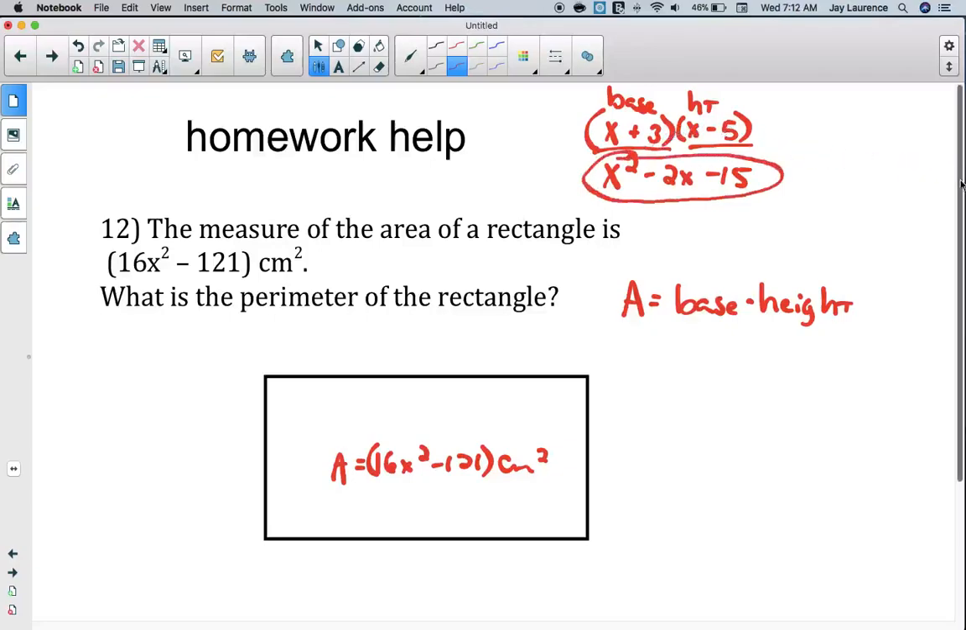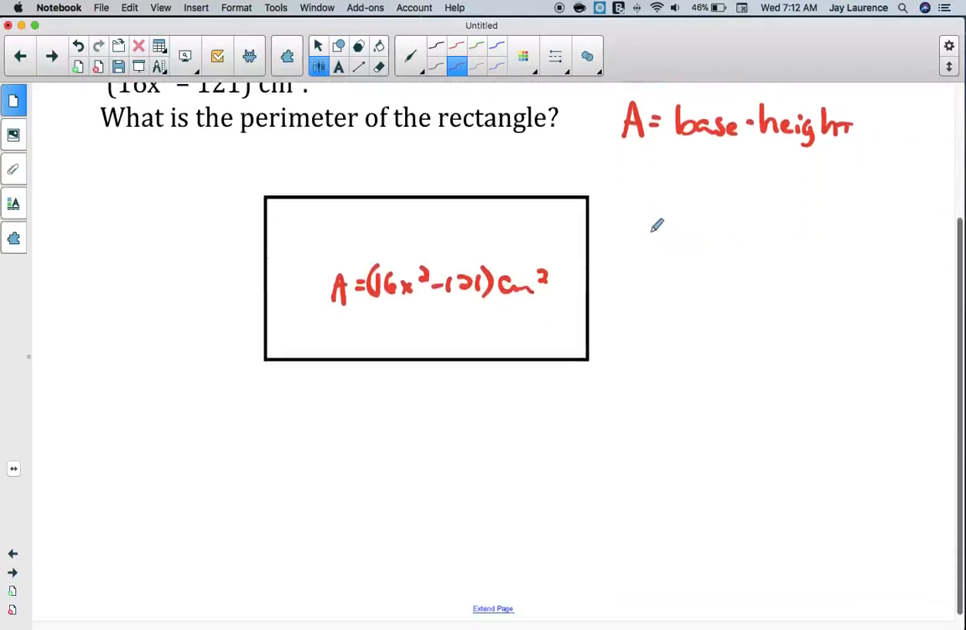Well, in this problem, I'm working backwards. I'm given 16x squared minus 121. And I have to figure out what two things were multiplied together, double distributed, to get me this answer. Well, I'm going to factor. Yeah, factoring is the inverse of distribution.